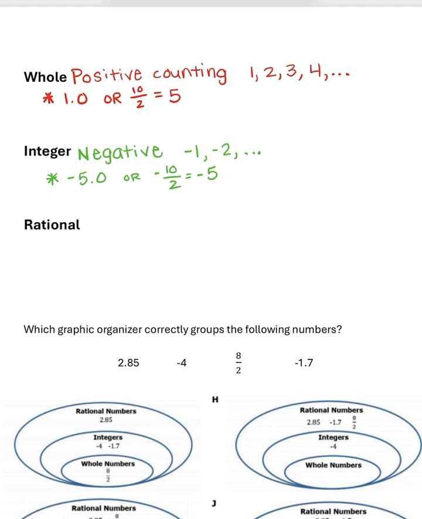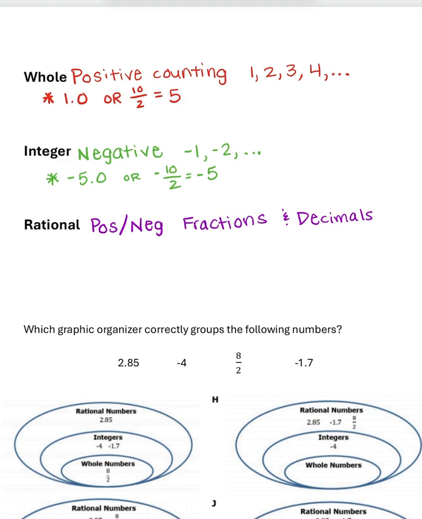Okay, and then let's talk about rationals. So rationals are our positive or negative. They can be both. And those are the fractions and decimals. That's where all of our fractions and decimals fall. Fractions and decimals. But again, we got to be careful with those fractions.